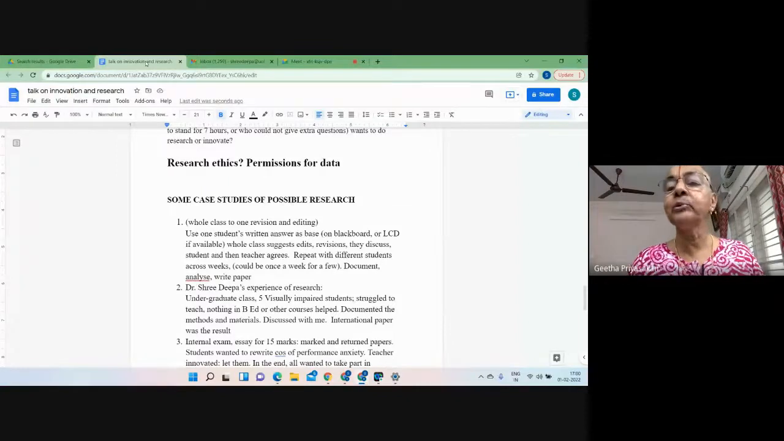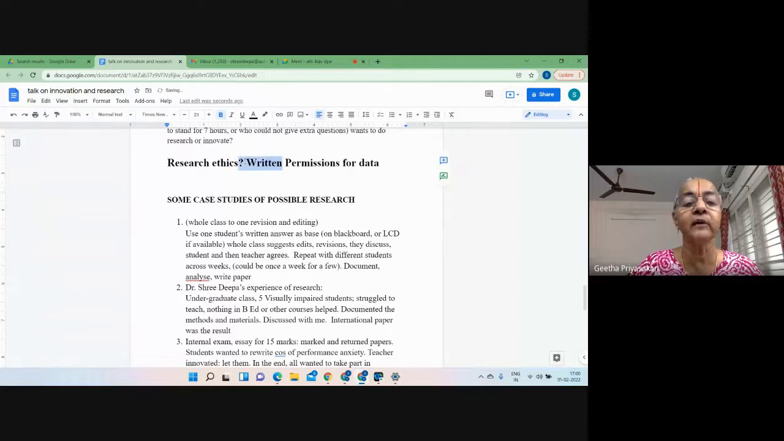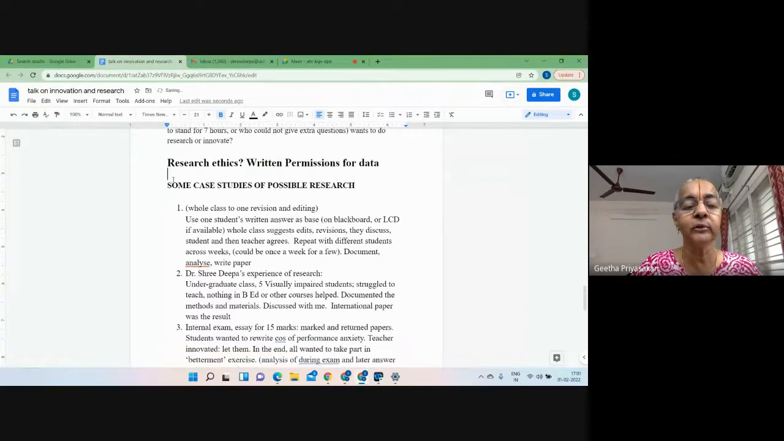Do we have time to look at a few case studies? Let's take the first one. This was somebody who took written permissions for data from parents, because these are students who are not yet 18 years old. Safer to get that because we don't want trouble.